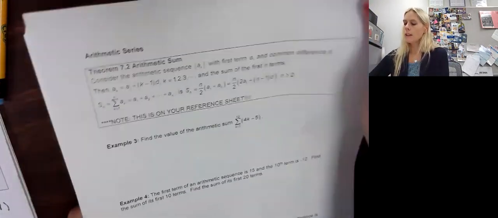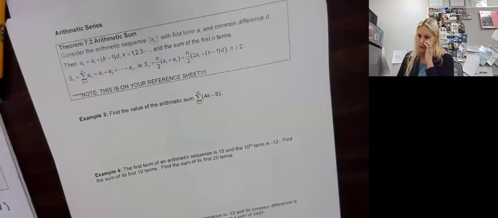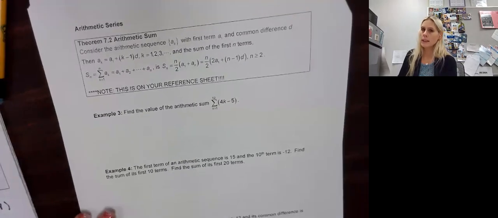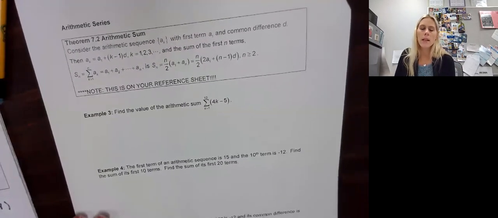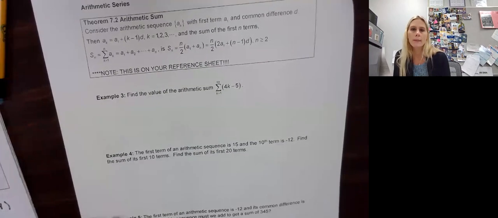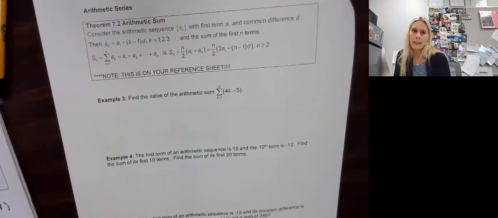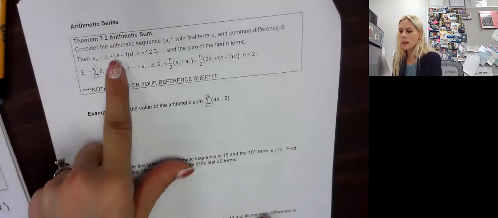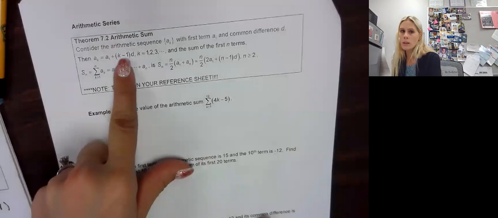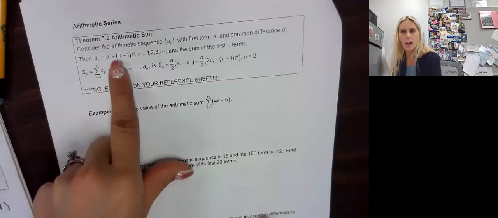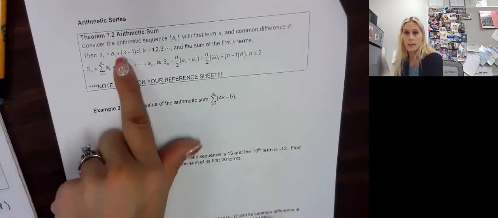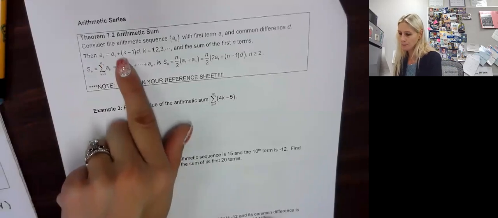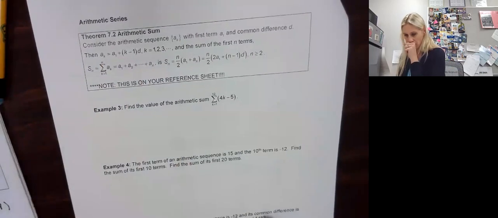All right, let's focus on arithmetic series. So consider the arithmetic sequence of a sub k with the first term, a sub 1, and common difference d. Then a sub k is the first term plus k minus 1 times d. So this is your arithmetic sequence equation, k being 1, 2, 3, and so on and so forth.